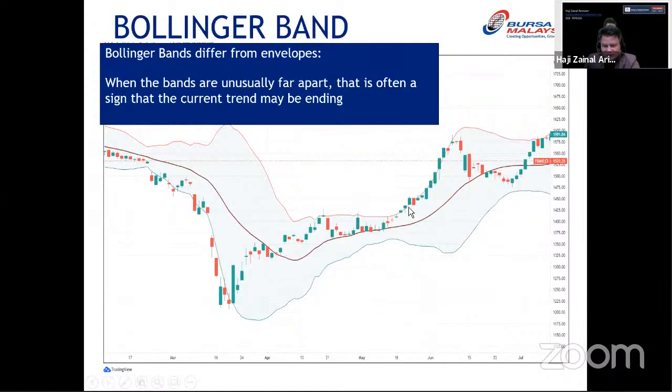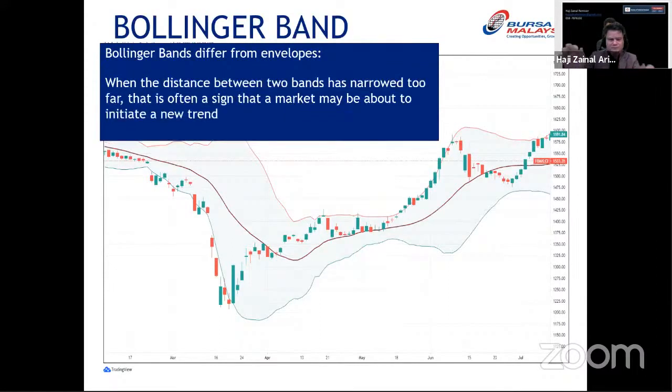Same thing here when the price is going up: there is a big difference between the distance of the upper band and the lower band. So you know that the trend is going to end. All right, next.